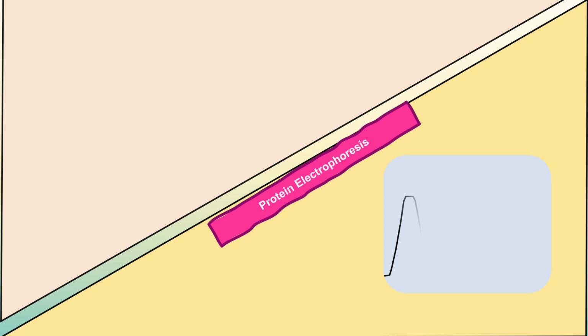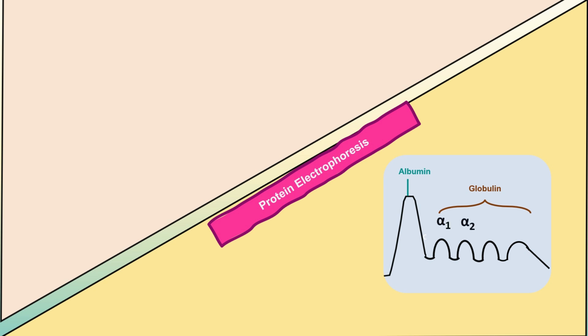In an applied electric field, serum proteins separate into fractions consisting of albumin and globulin, consisting of alpha-1, alpha-2, beta, and gamma globulin. Immunoglobulin A and immunoglobulin G migrate to the gamma globulin fraction. Immunoglobulin M and immunoglobulin D have low electrophoretic mobility. So immunoglobulin D is found mainly in beta globulin, and immunoglobulin M in beta globulin as well as the alpha-2 fraction.